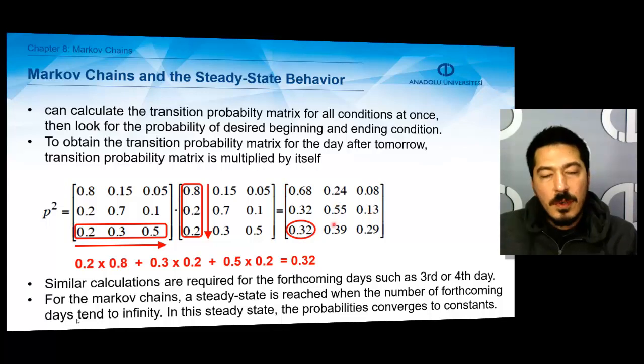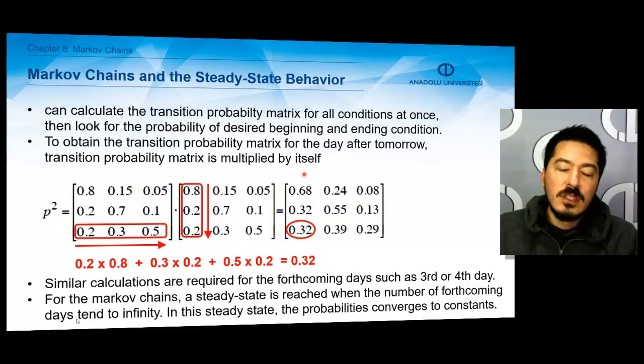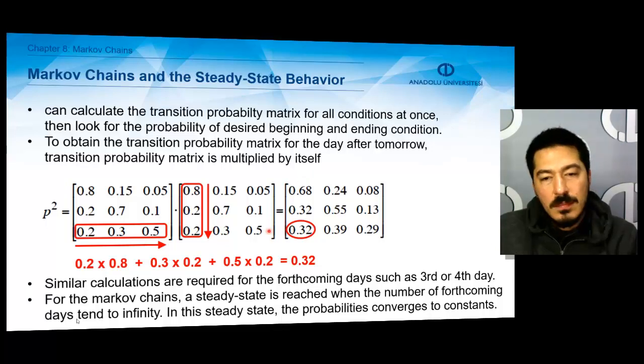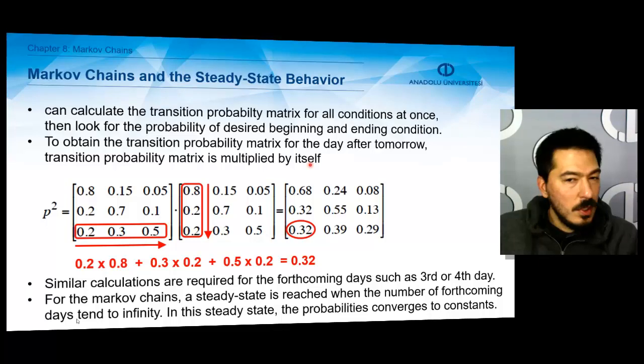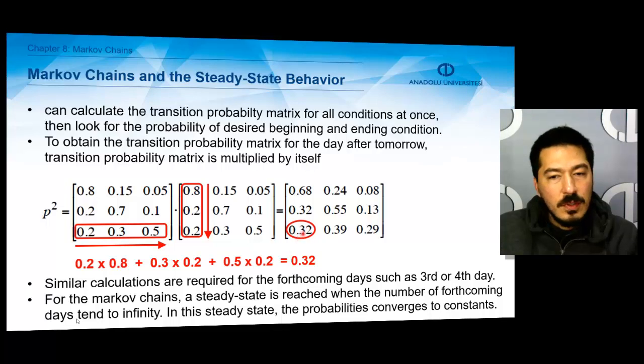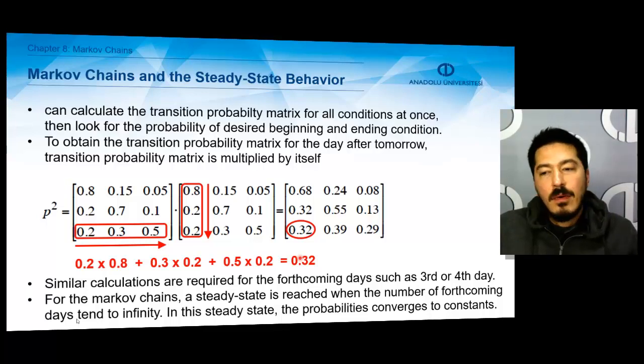Now we'll look for the probability of our desired beginning and ending condition. Our beginning condition was rainy, so we're looking at S3, which is the third row, and the ending condition is a sunny condition, which is given in the first column. So the intersection of the third row and the first column is the element we're looking for, and its value is 0.32. As you can remember, this value is the same as the one we calculated in the previous slide. Similar calculations are required for the forthcoming days, such as the third and the fourth day.